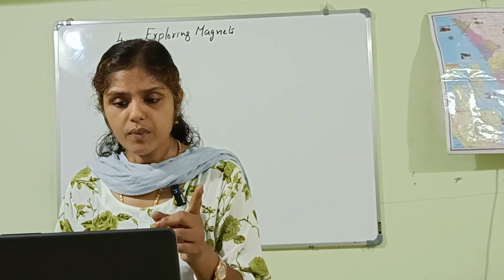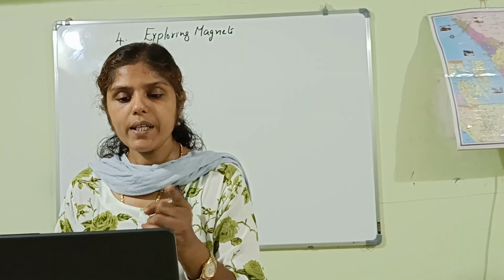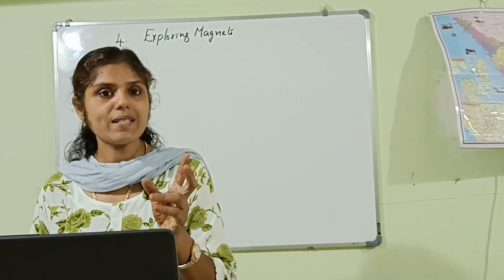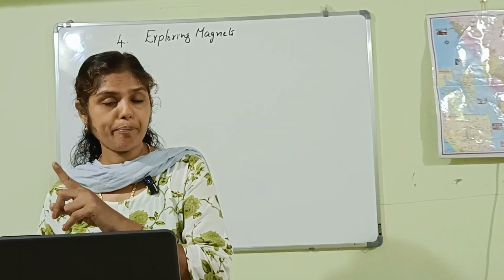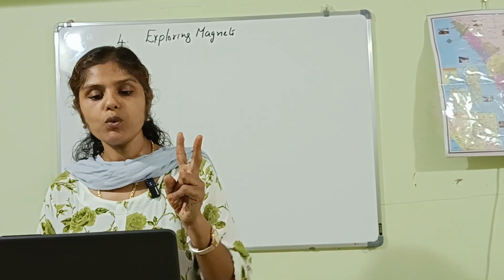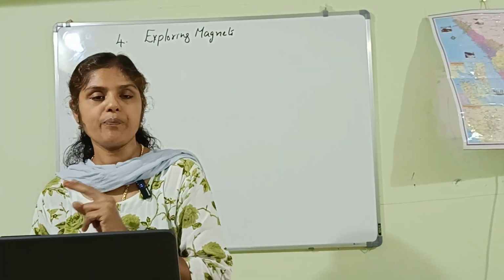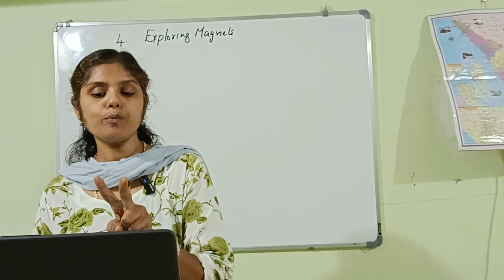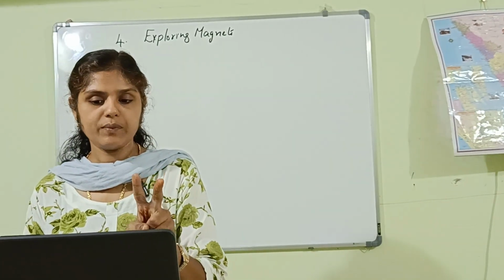Next one, what indicates the attraction or repulsion? North and north, that is like poles, they repel each other. North and south pole, what happens? Attraction. Then south and north pole, here also attraction. Then south and south pole, what happens? Repulsion.